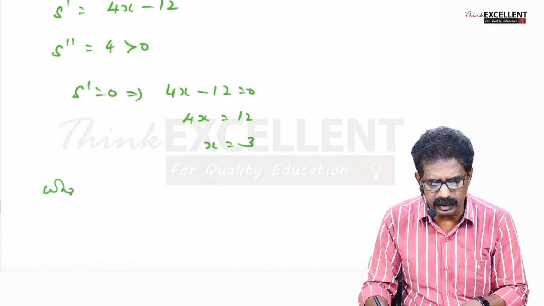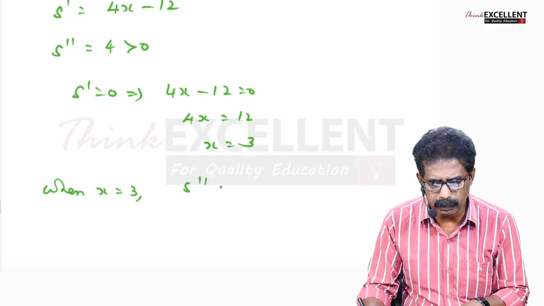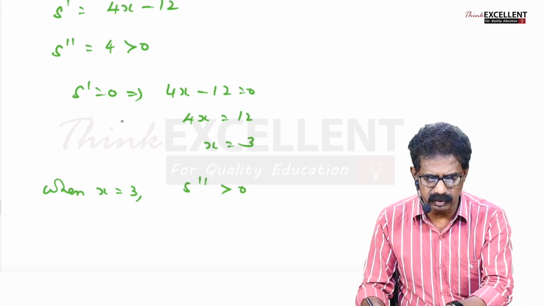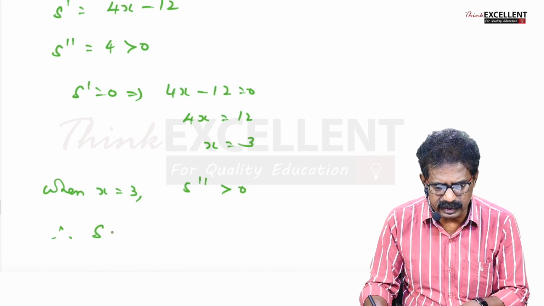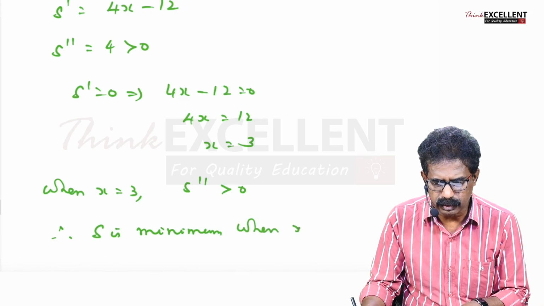When x equals 3, S double dash is positive. So no need to substitute, it is already independent of x, right? 4. Therefore, S is minimum when x equals 3.